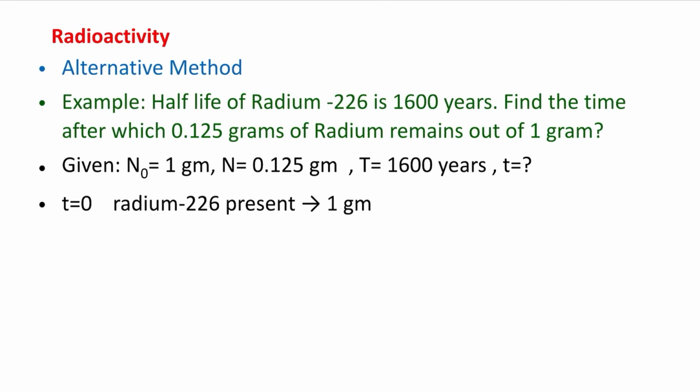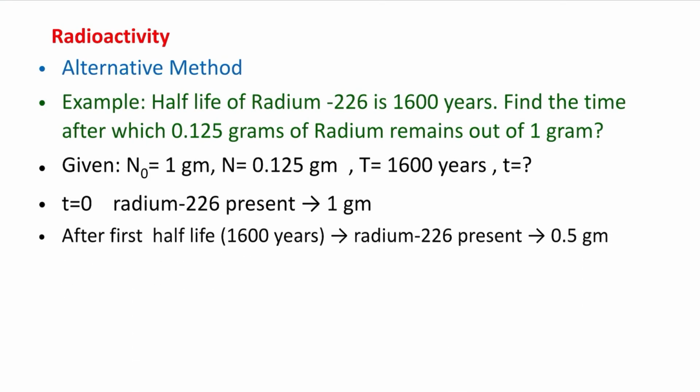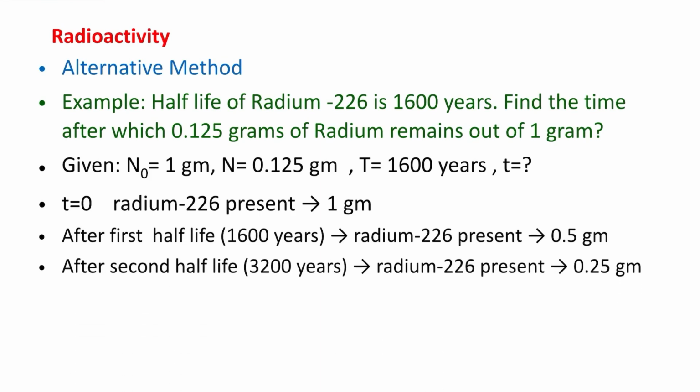Now in this case, radium-226 has a half-life of 1600 years and the initial amount of substance was 1 gram. So what should happen after the first half-life period, that is after 1600 years have passed? Radium-226 should be reduced to half of the initial amount. The initial amount was 1 gram, so after 1600 years, the amount of radium-226 present will be 0.5 gram. It is reduced to half of the initial value.